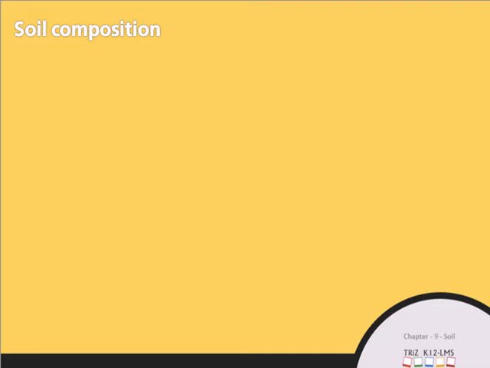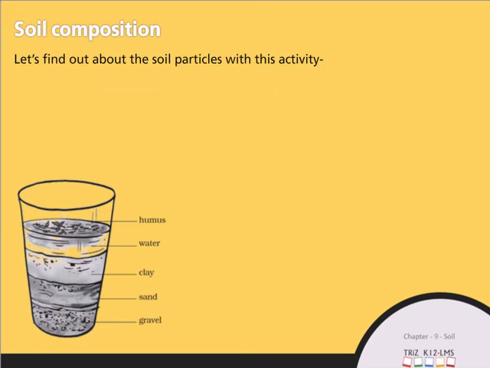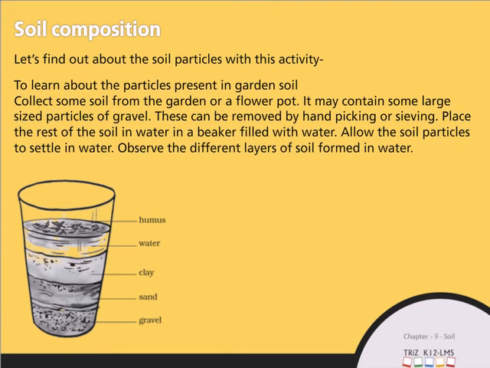Soil composition. Let's find out about the soil particles with this activity. To learn about the particles present in garden soil, collect some soil from the garden or a flower pot. It may contain some large-size particles of gravel. These can be removed by hand-picking or sieving. Place the rest of the soil in a beaker filled with water. Allow the soil particles to settle in water. Observe the different layers of soil formed in water.